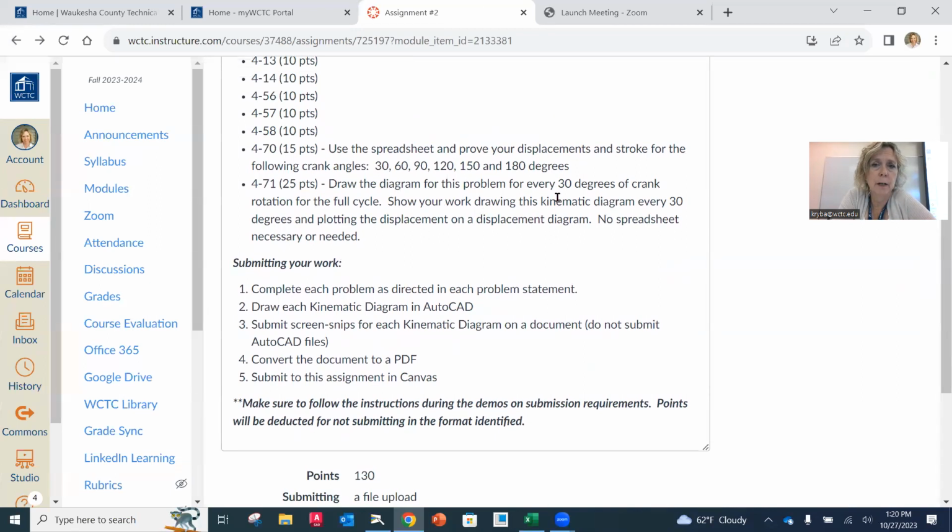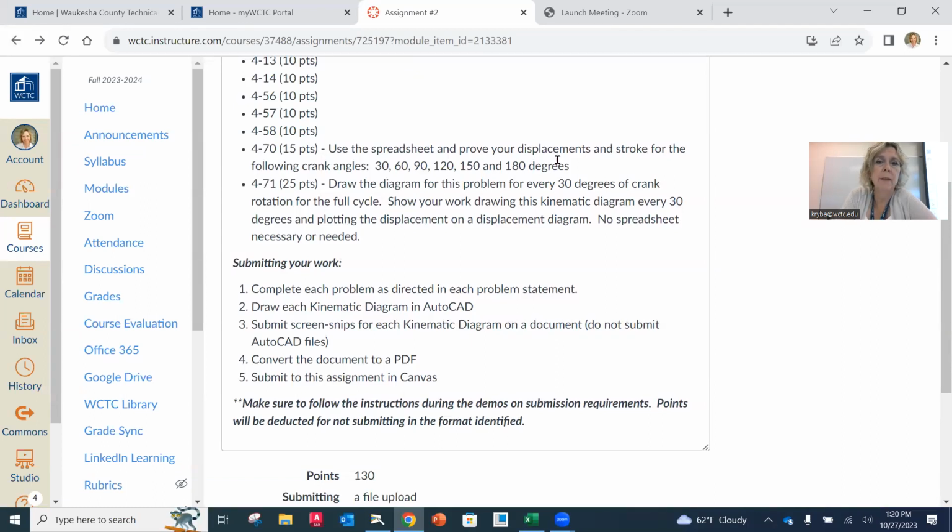And then you want to show your work, every 30 degrees, plotting the displacement on a displacement diagram. And then no spreadsheet is necessary unless you have one already done. You can use that to check your work as well.